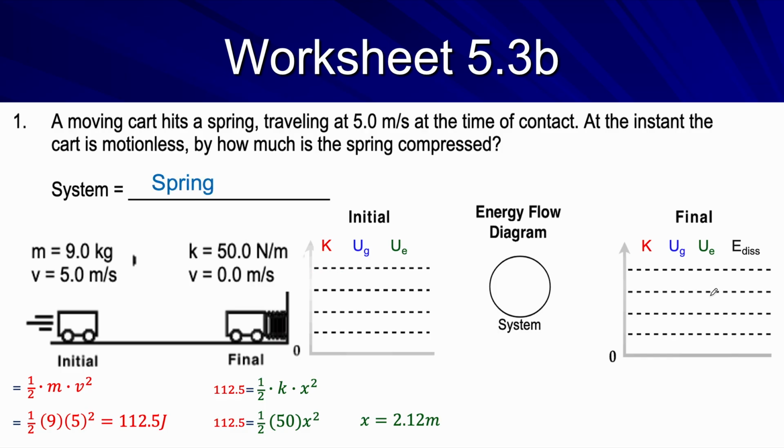What if I made my system the spring? Well, now the spring starts out with no energy, but ends up with elastic potential energy. What would my energy flow diagram look like? It would be 112.5 joules flowing into the system. It's 112.5 joules larger at the end than what it started.